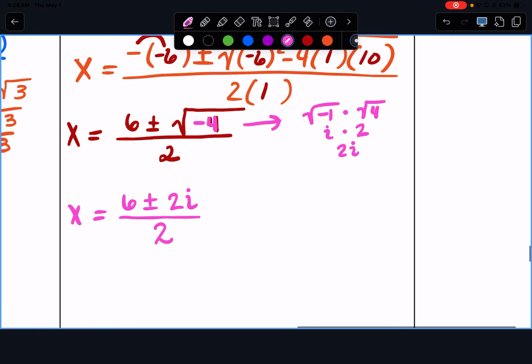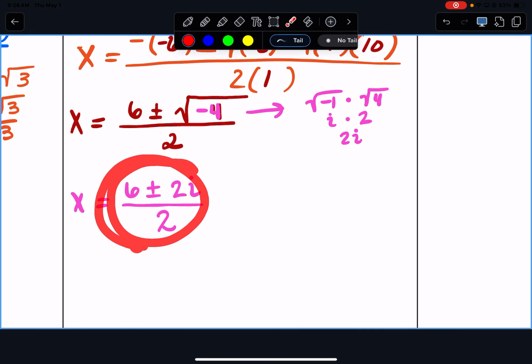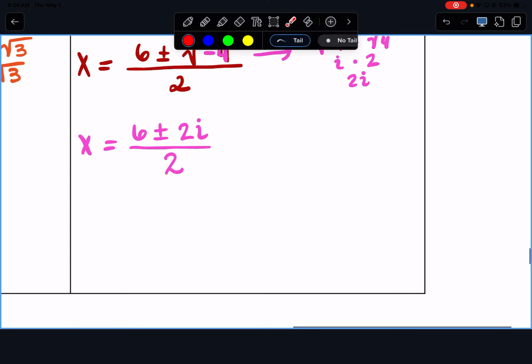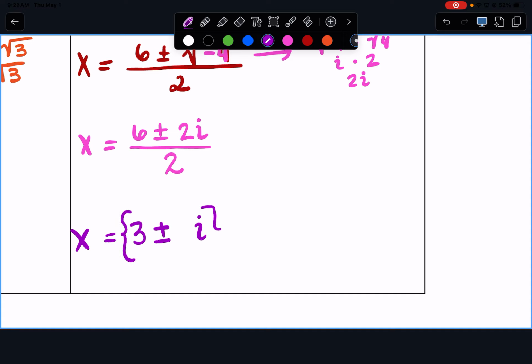Now, can we simplify any part of this? What can go into 6, 2, and 2? 2. So we get x is equal to, what is 6 divided by 2? 3. Plus or minus, what's 2 divided by 2? 1. So we get 1i over 1, or just i, and then it is over 1. Do we need to divide by 1? No. Dividing by 1 doesn't change anything, so that is our answer. And if you need to put the 1 there to make it make sense, put it there.